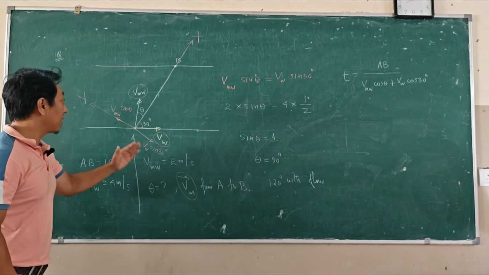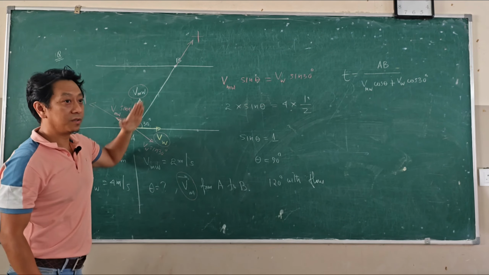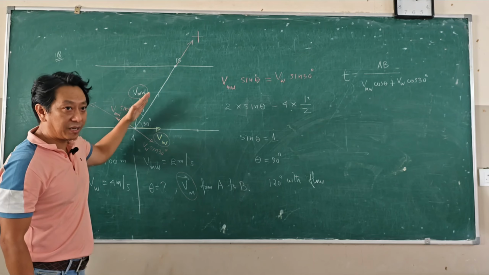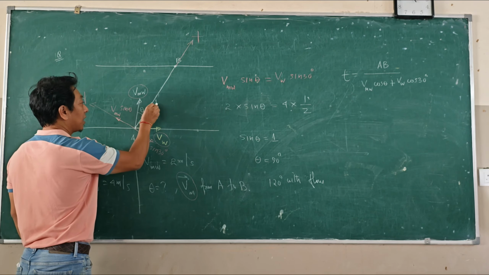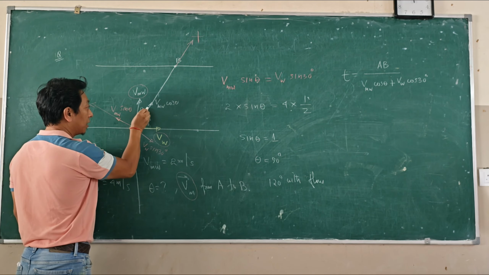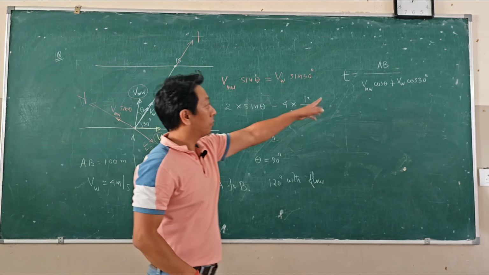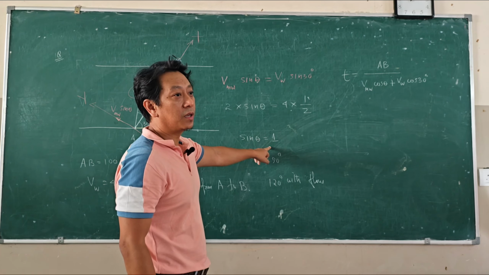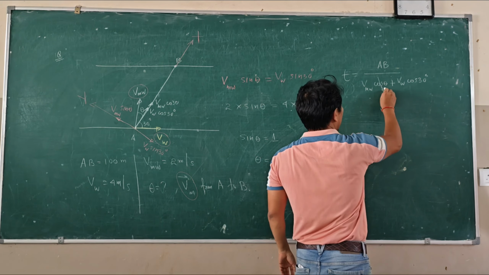What is the total velocity man has along x-axis? Component of this, component of this. These two components should add and take him here. So this component will be VMW cos theta, and VW's component here will be VW cos 30. And sin theta is 1, so cos theta will be cos 90, which is 0. Wow, nice, this is 0.